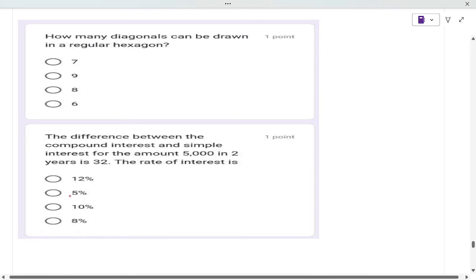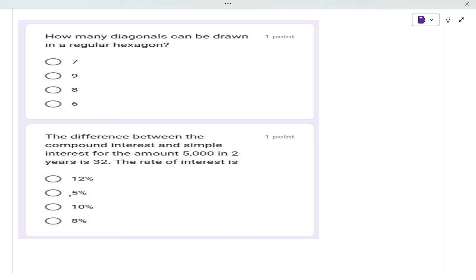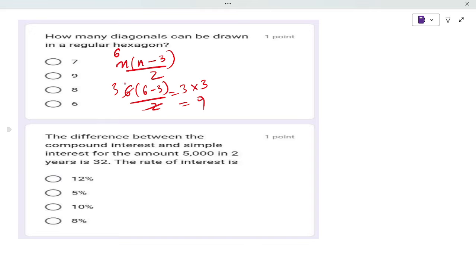How many diagonals can be drawn in a regular hexagon? Regarding the number of diagonals, remember this formula: n times (n minus 3) by 2. Hexagon means 6 sides, right? Just put the value of n: 6 times (6 minus 3) by 2. 6 minus 3 is 3, 3 into 3 is 9. Answer is 9.